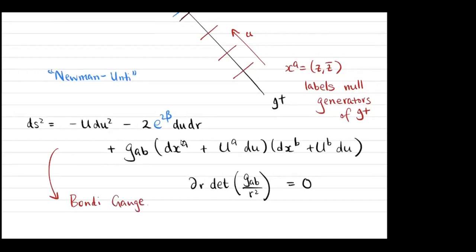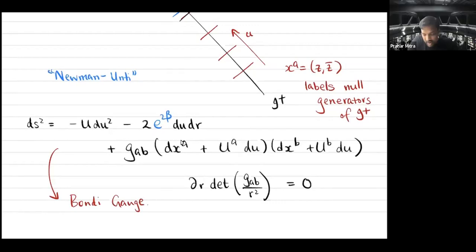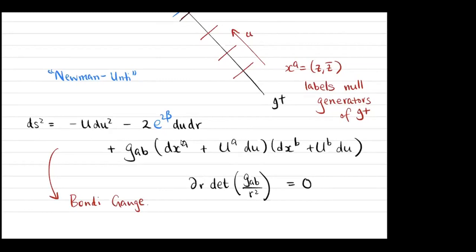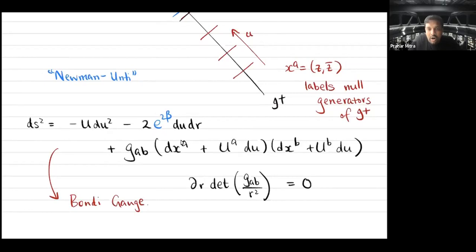Excuse me. I thought you actually restrict the determinant of GAB to be R squared sine squared theta. Yeah, that's why I divide out by R squared. Yeah. And don't you fix really the number? That's not going to be part of the gauge condition. That's going to be part of the definition of asymptotically flat spacetimes, which I will come to later.